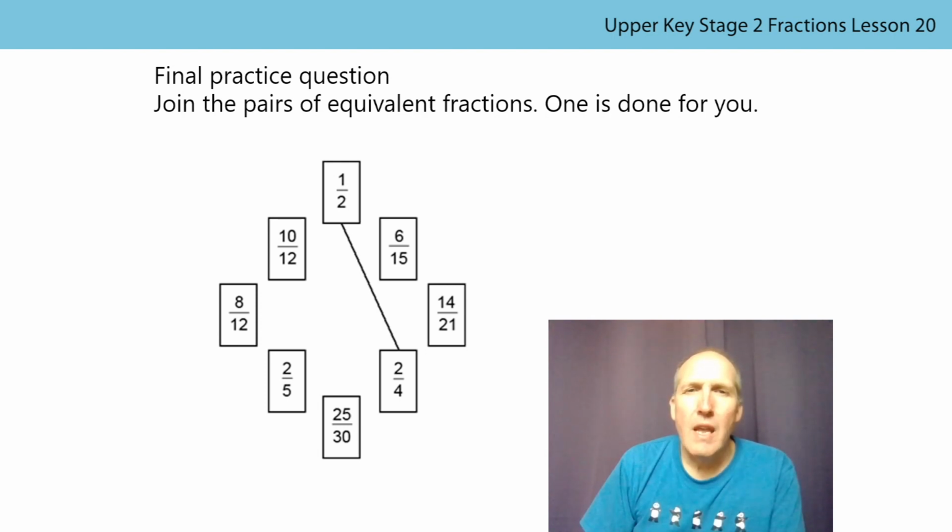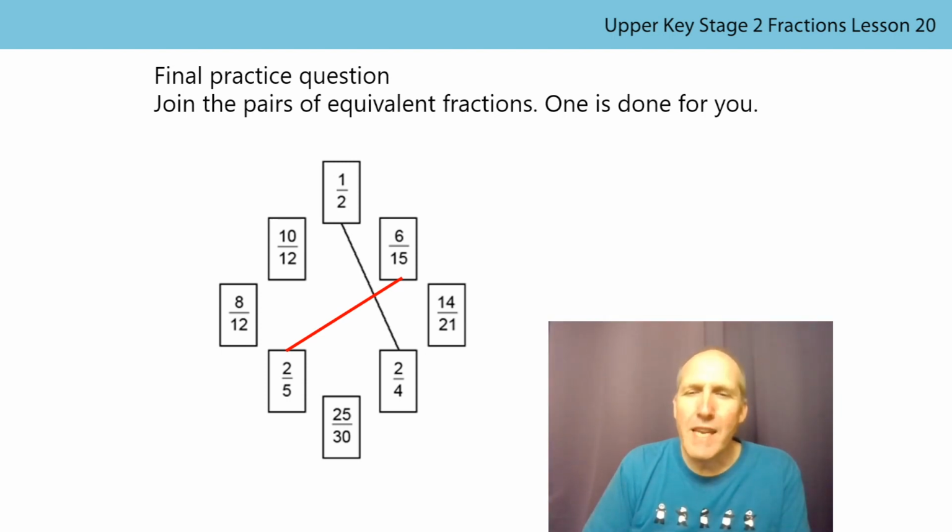Have you solved it? Did you find the horizontal relationship between 2/5 and 6/15? If we multiply the numerator 2 by 3, we get 6. If we multiply the denominator 5 by 3, we get 15. So 2/5 and 6/15 are equivalent to each other. The others were trickier, weren't they? 8/12 and 10/12. Well, they can't be equivalent because they've both got the same denominator, but different numerators.